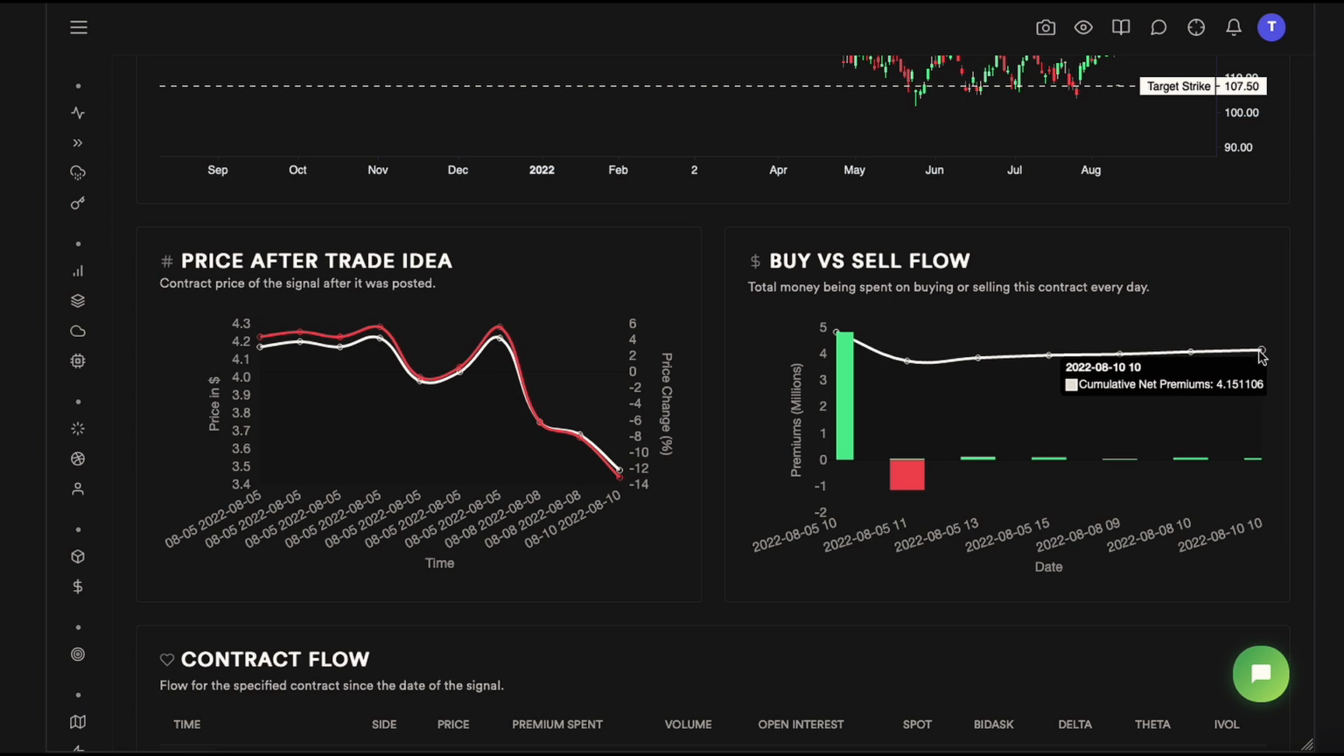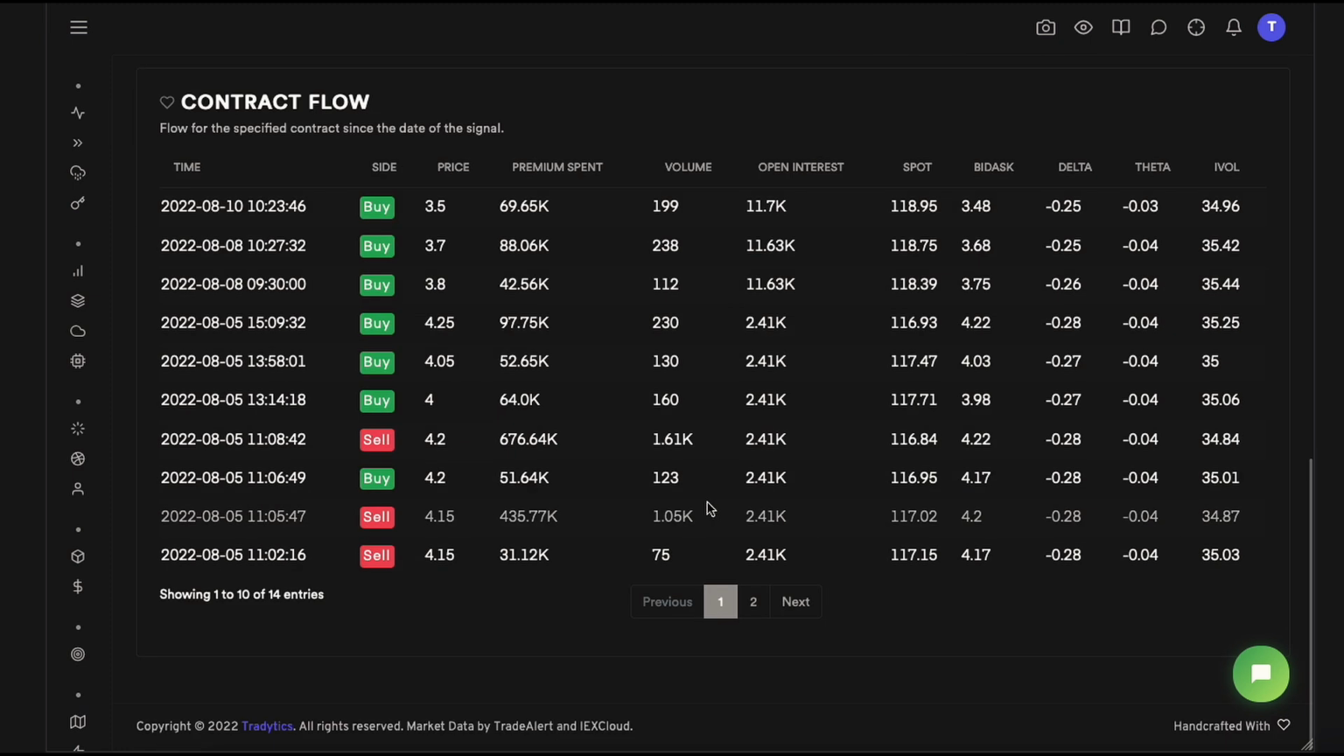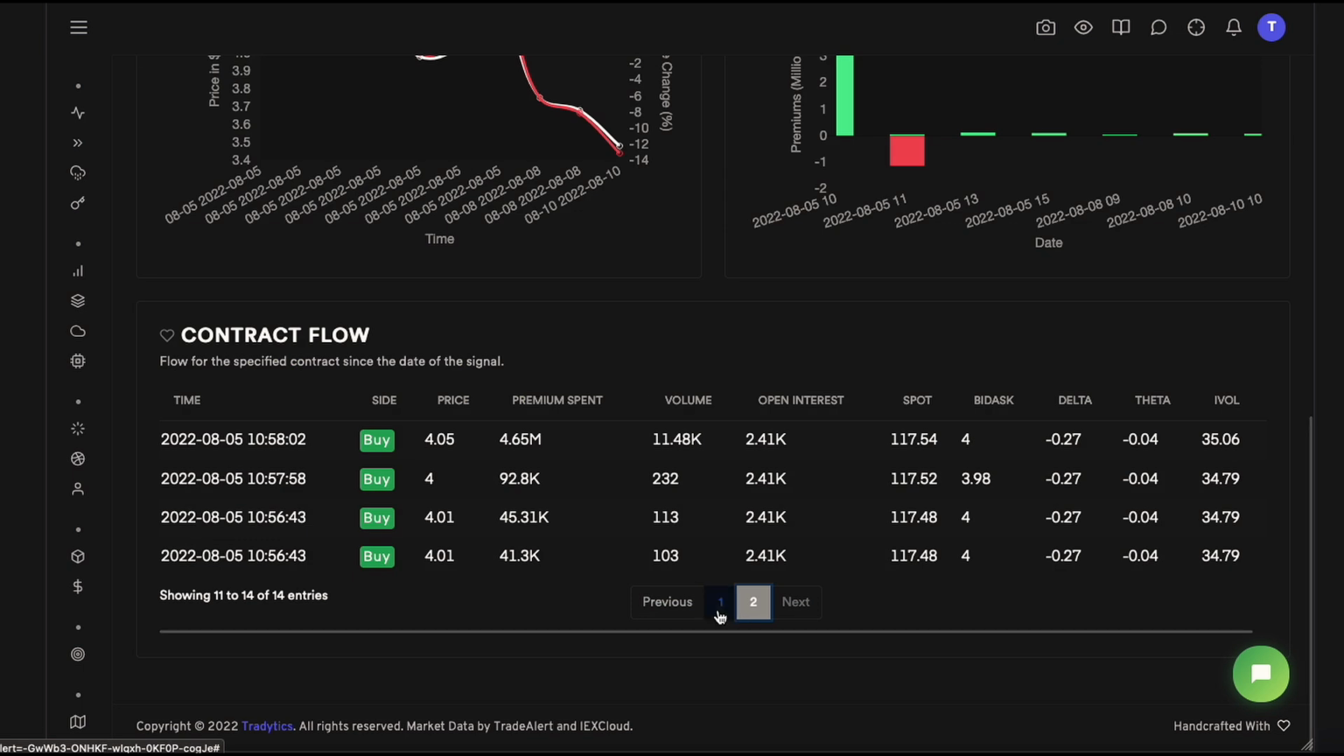But you can see some whales or some people exited their positions, but most of them are still in their positions. So that just gives you confidence that if you're following flow and if you're following these smart people, then they are still in the play. They have not exited yet. And this contract is obviously down 12%, but we'll see how this pans out. And then you have all the flow for the last couple of days for this particular contract.